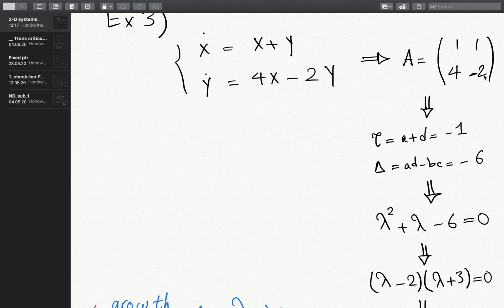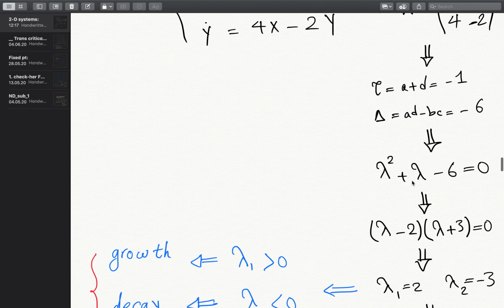Which is BC, like this, 1 times 4 is 4, right? So minus 2 minus 4 is equal to minus 6. And then my formulation will be like this: lambda squared minus tau lambda, which is minus 1, therefore it is plus lambda, plus the determinant, which is delta, which is minus 6, is equal to 0.